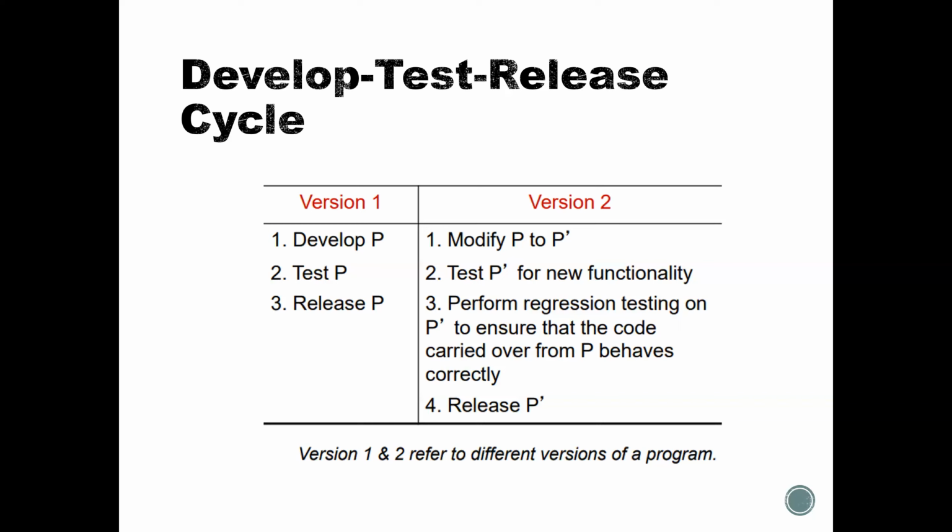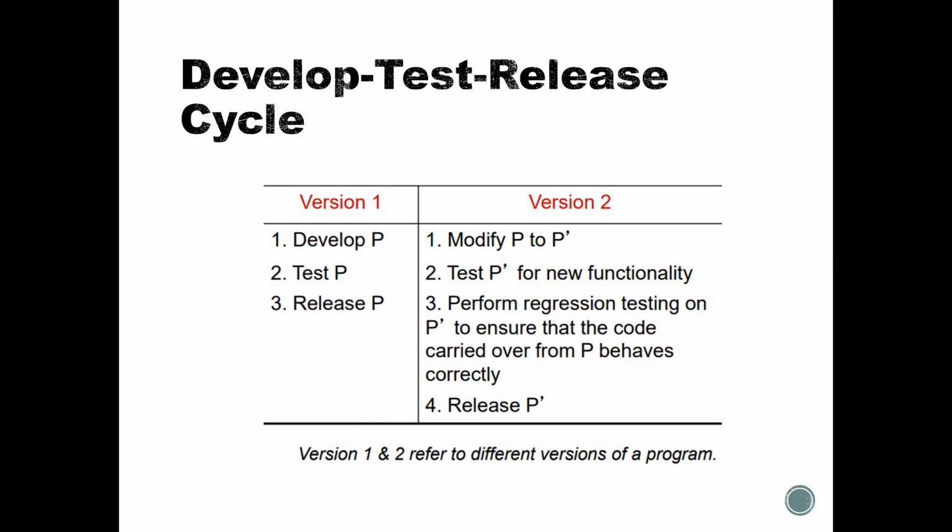So in this case, one has to perform regression testing, which you see in step number 3 of version 2, to ensure that if there is any malfunction in the existing code, it needs to be detected, and before a release of P dash, it needs to be fixed and repaired.